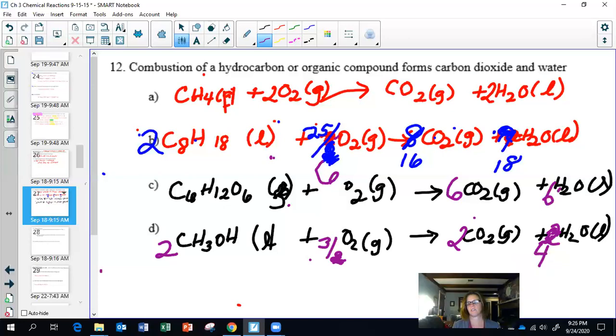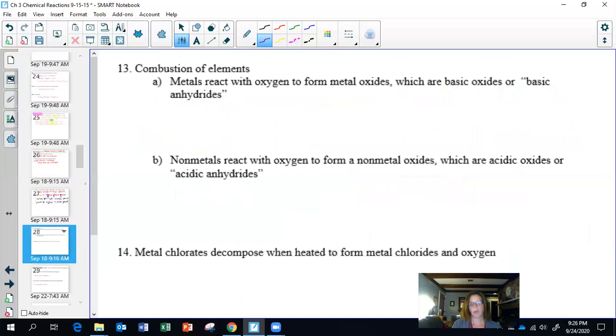Okay, so hopefully this reaction type is familiar to you, and that little bit of practice has reminded you of the strategy that we use for balancing combustion reactions. Next slide. Sometimes you'll hear the term combustion used outside of its traditional meaning, which is combination with oxygen with an organic substance. We're going to look at combustion of elements now, which is also combination with oxygen.